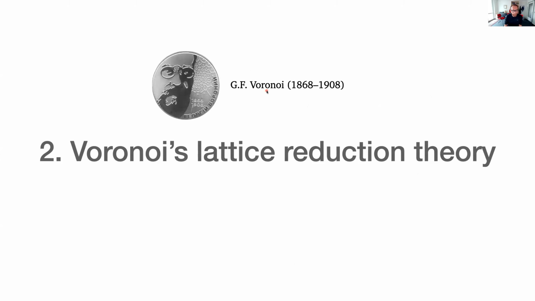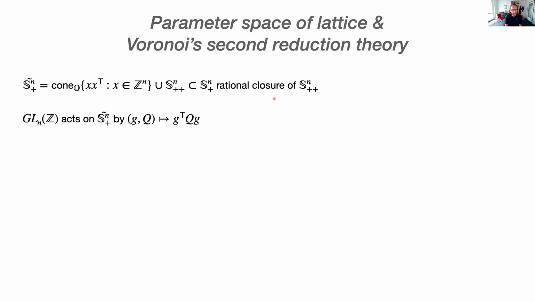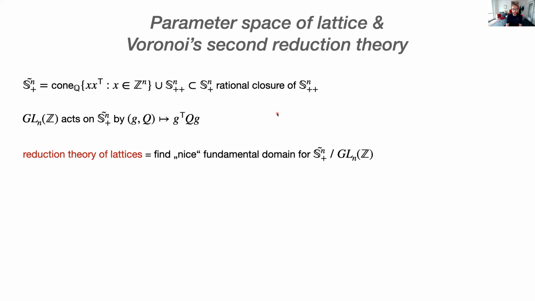Okay, so the parameter space of lattices is nicely described by Voronoi's lattice reduction theory. Yesterday we convinced ourselves that the space of all lattices is related to the rational closure of the positive definite matrices. And on this rational closure, the group GL_n(Z) acts by conjugation. This captures that the lattice has different kinds of bases, and the orbit of GL_n(Z) goes through all the different Gram matrices of a given lattice. Reduction theory of lattices is nothing else than finding a nice fundamental domain for this group action. So the parameter space of lattices is exactly this quotient, the rational closure mod GL_n(Z). And now we want to find a nice fundamental domain for this quotient.